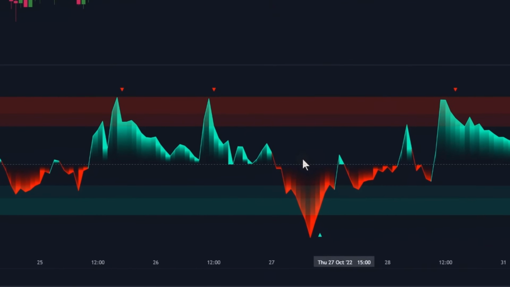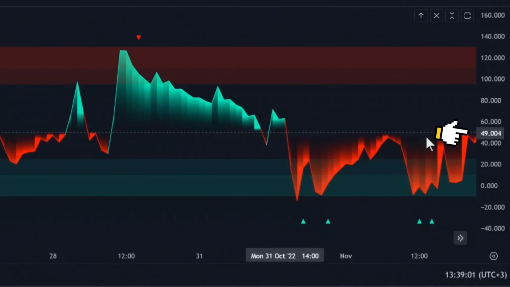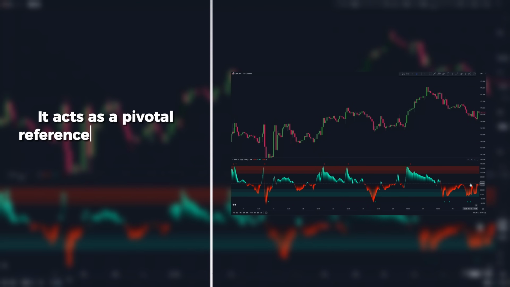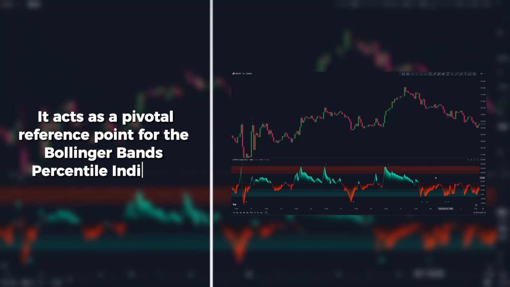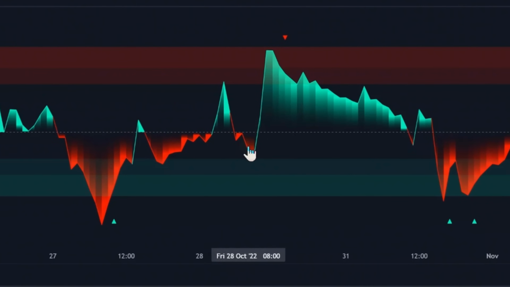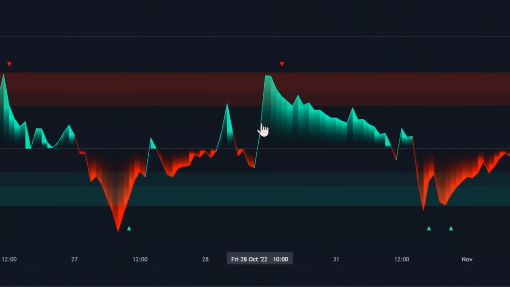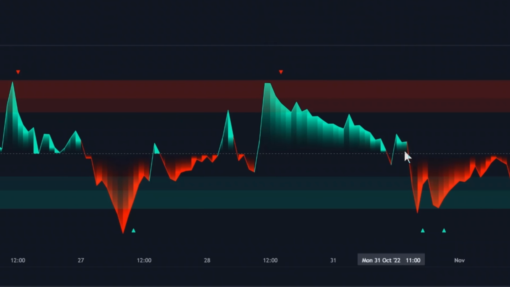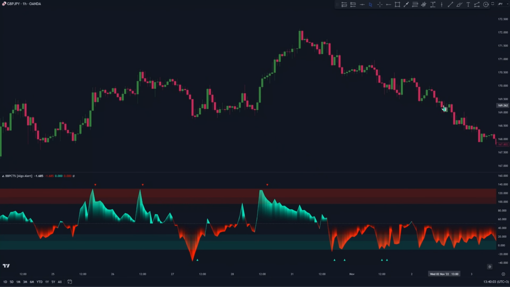This horizontal line, typically set at the 50 percentile mark, is called the baseline. It acts as a pivotal reference point for the Bollinger Bands Percentile indicator. When the Bollinger Bands Percentile line rises above this 50 level, that indicates a bullish trend, signaling that the price is in the upper half between the Bollinger Bands. Conversely, when the Bollinger Bands Percentile line descends below the 50 mark, it indicates a bearish trend, suggesting that the price is situated in the lower half of the Bollinger Bands range.